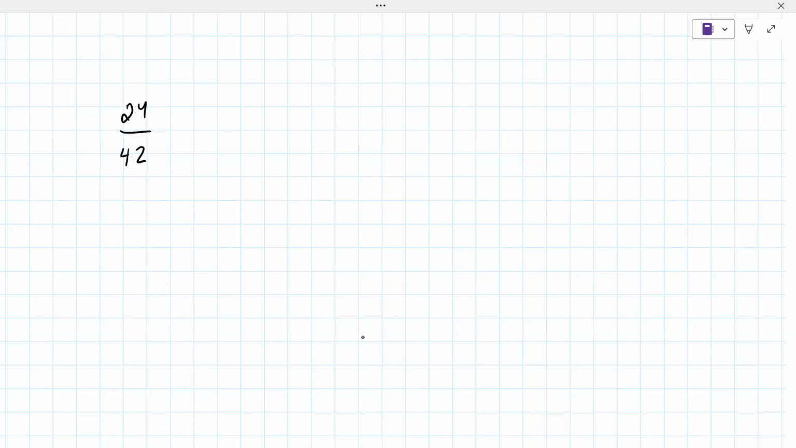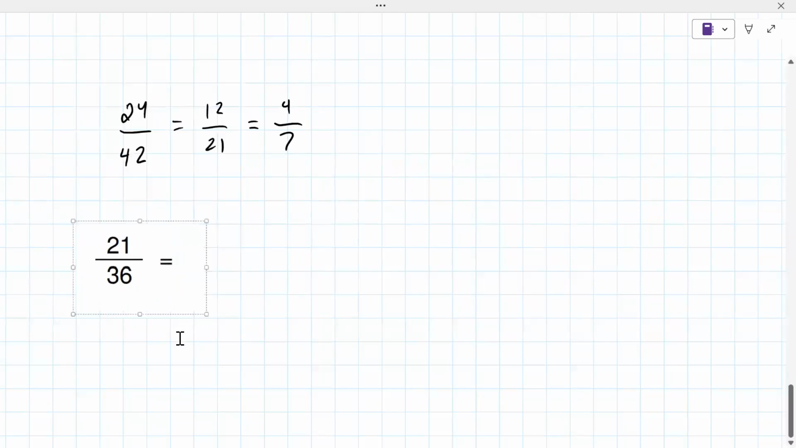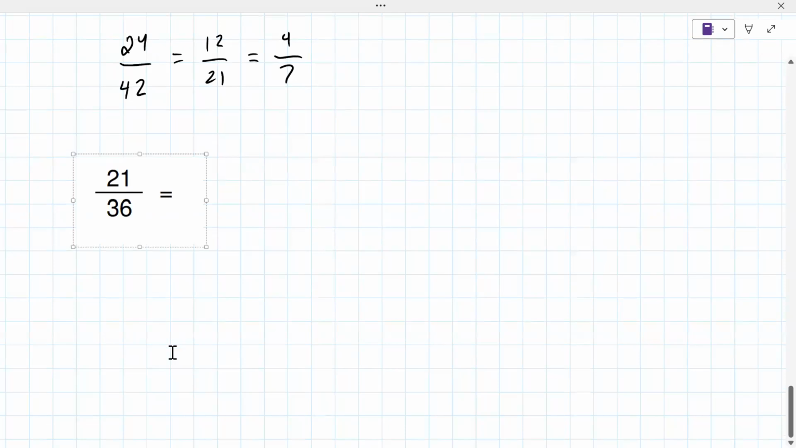So would it be 12/21 and then that equals 4/7? It's very good. Very, very good. All right, let's have you try one or two more here, and then we'll go back to our fractions or decimal to fraction stuff. Go ahead and give this one a try, please.